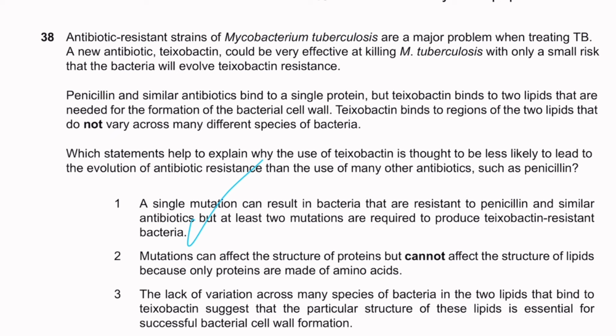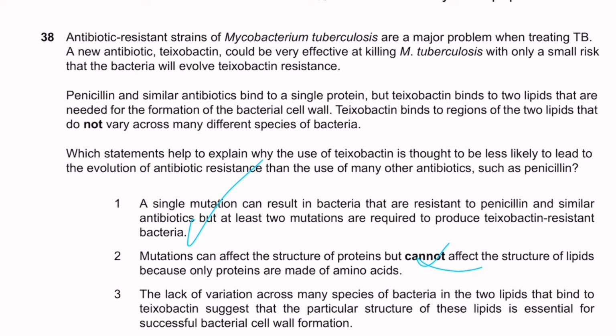But 2 says mutations can affect the structure of proteins but cannot affect the structure of lipids because only proteins are made of amino acids. Okay, I understand that DNA does not directly affect the formation of lipids, but it sure has an effect on the formation of lipids. And so if there's a mutation, that should affect the formation of lipids. And so we have 2 is wrong.